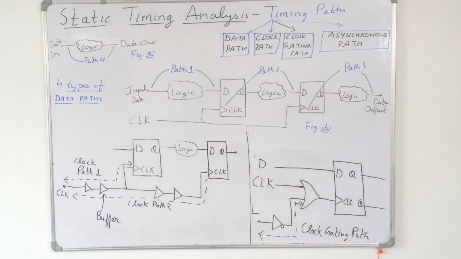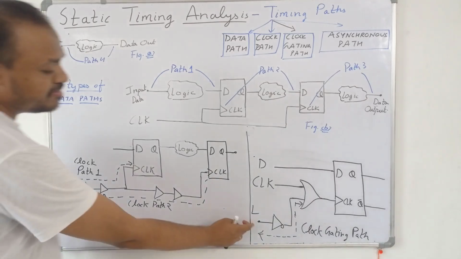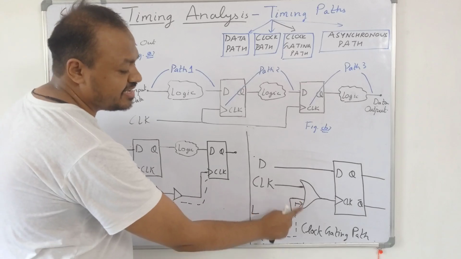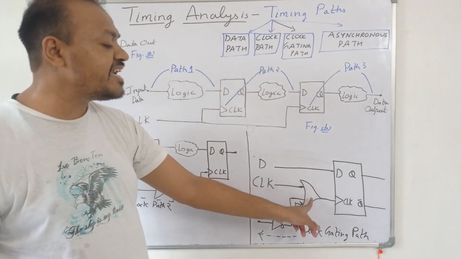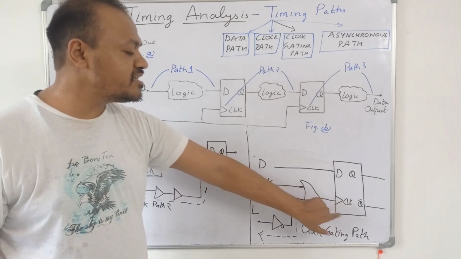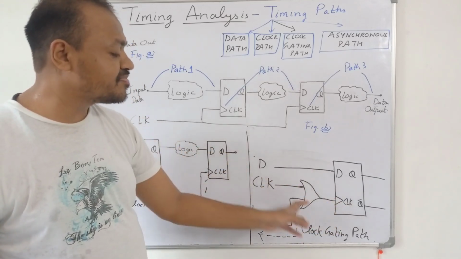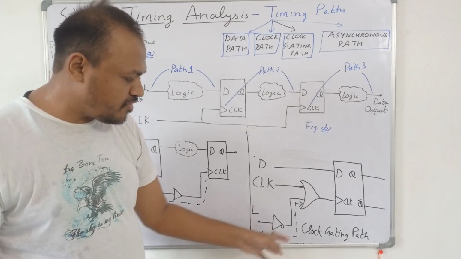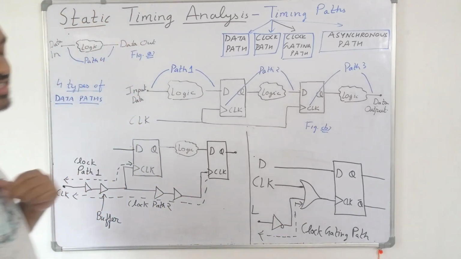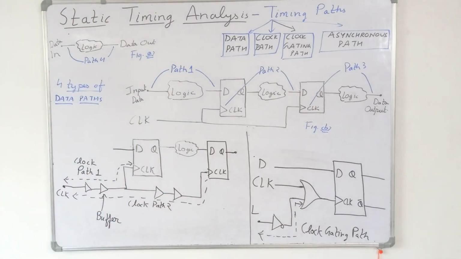So this is the clock gating path where the start point is the input port of the design, and the end point is the input port of the gating element. So this is the gating element. This is the clock signal. It is fed through this logic gate. That is why we have the clock gating path from here to here. So this is how we define the clock gating path.